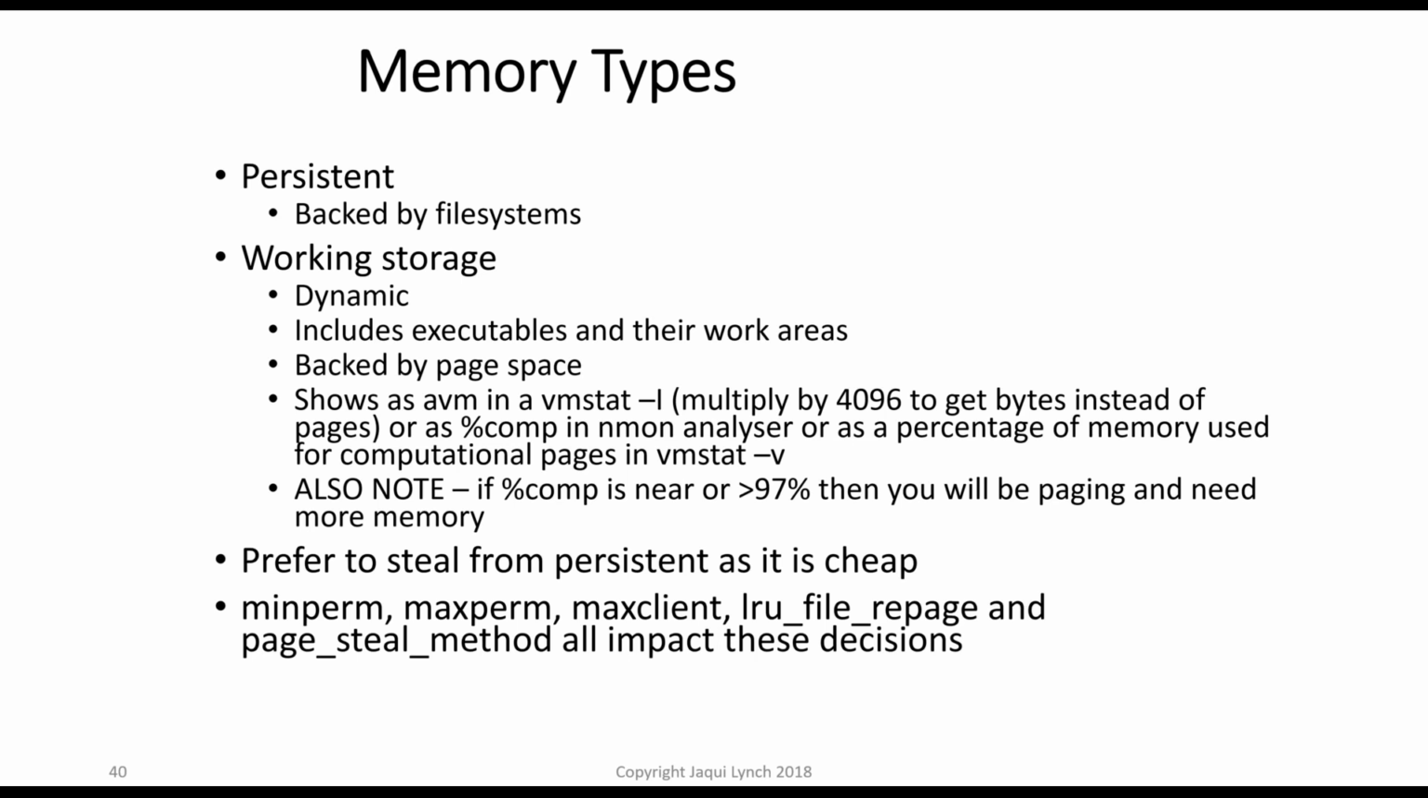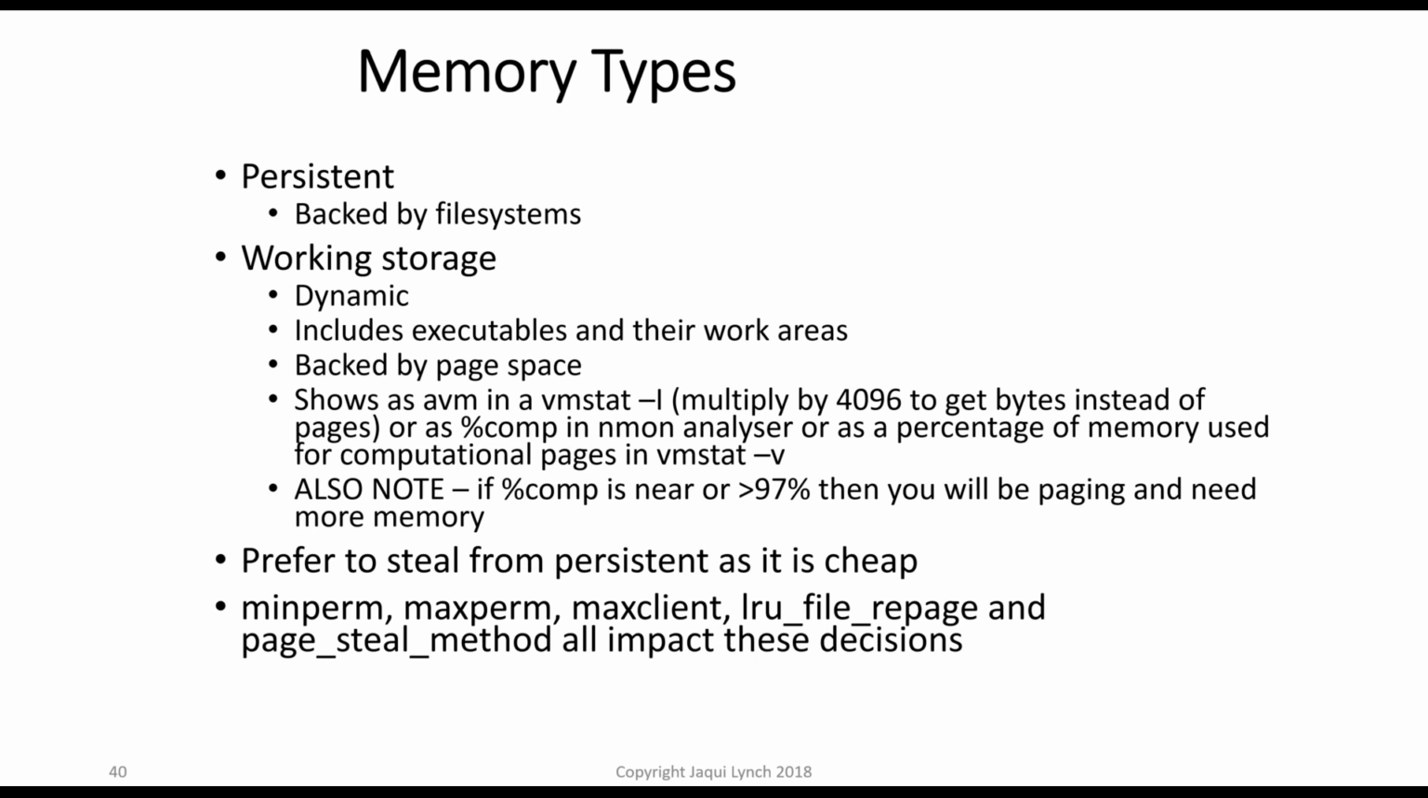In terms of working storage, this is all your dynamic stuff. It's your executables, your work areas. It's what's going to show up in the AVM or as % computational in your Nmon Analyzer or vmstat. So this is backed by page space. And what that means is if I want to steal a page that is working storage, I have to first page it out, and then I have to page it back in when I want it later. So it's more expensive.